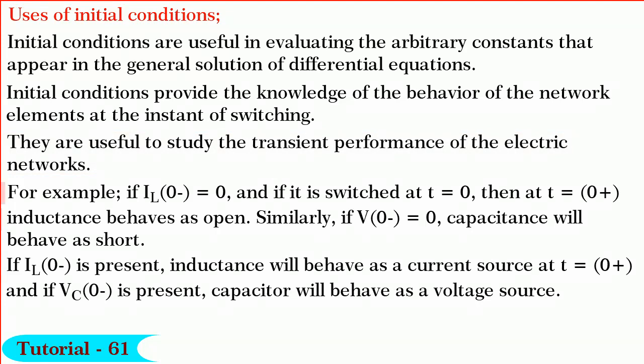For example, if IL(0-) is equal to 0 and it is switched at t equal to 0, then at t equal to 0+, it behaves as an open circuit. Similarly, if Vc(0-) across the capacitor is 0, at t equal to 0+, it behaves as a short circuit. If IL(0-) is present, inductance will behave as a current source, and if Vc(0-) is present across the capacitor, it will behave as a voltage source at t equal to 0+. Hope it is clear to you.